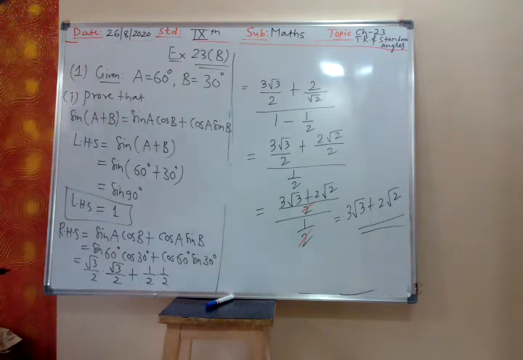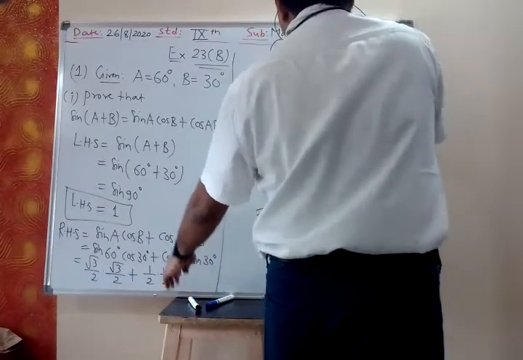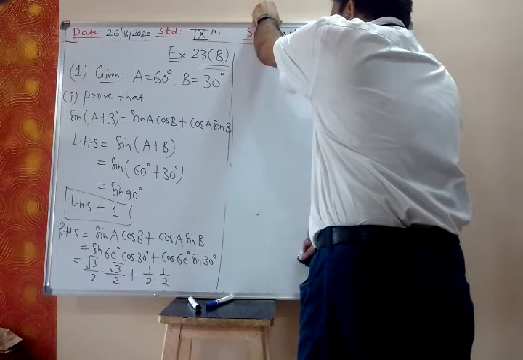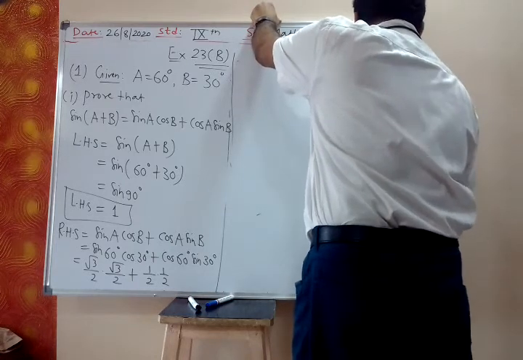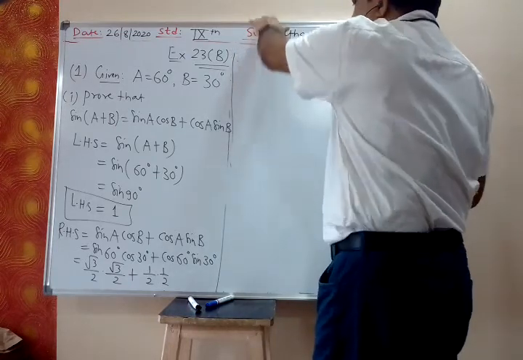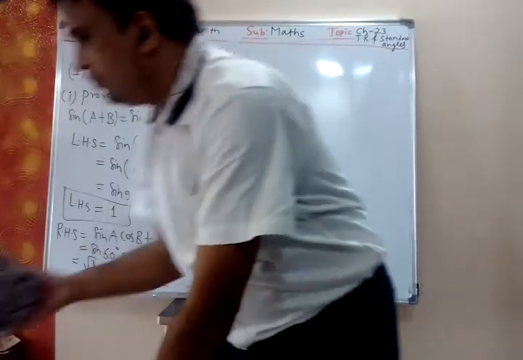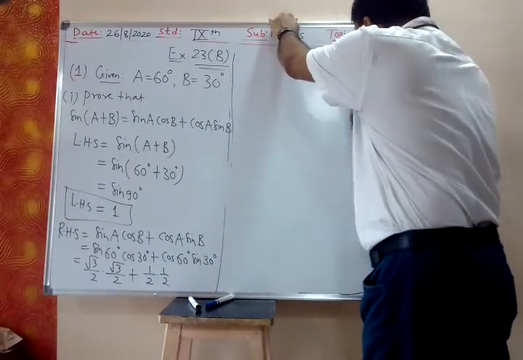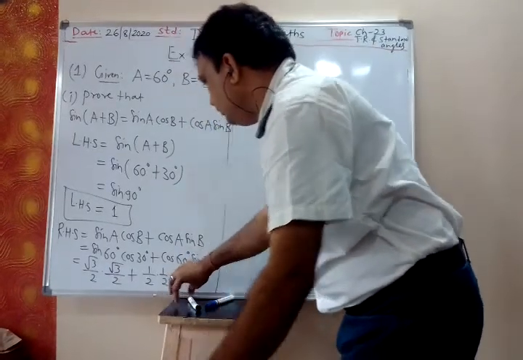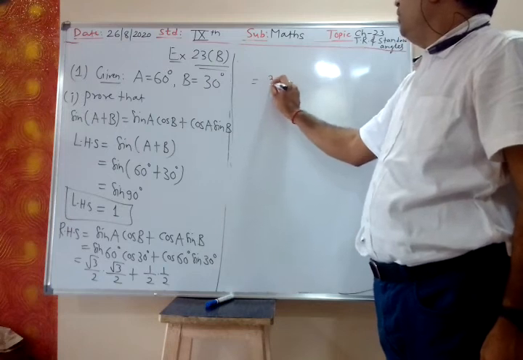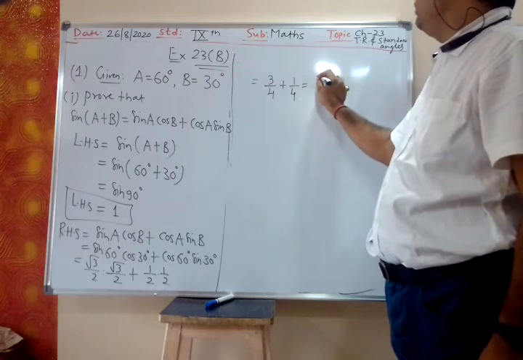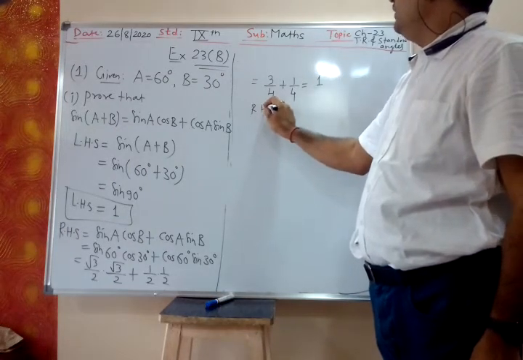So simplify. Root 3 by 2 into root 3 by 2. Multiply numerator, denominator. Root 3 into root 3 is 3 and 2 into 2 is 4. So root 3 by 2 into root 3 by 2 is 3 upon 4. So that is 3 upon 4 plus 1 by 4. 3 by 4 plus 1 by 4 is 4 by 4, 1. So my right hand side is 1.